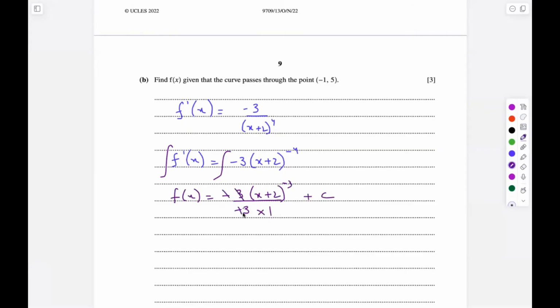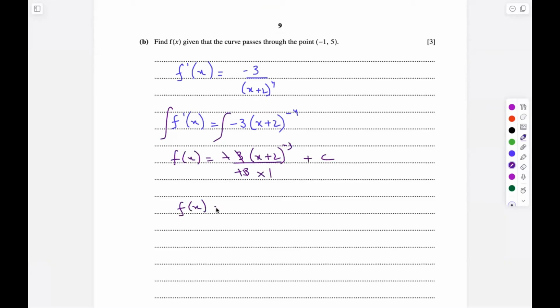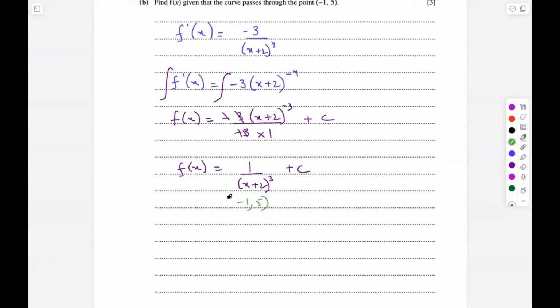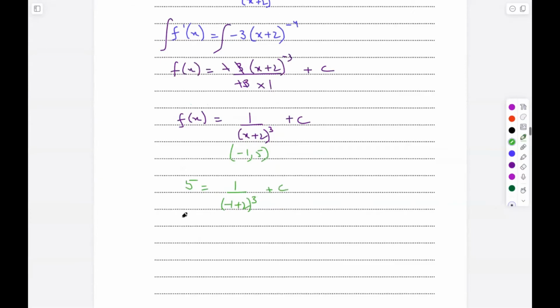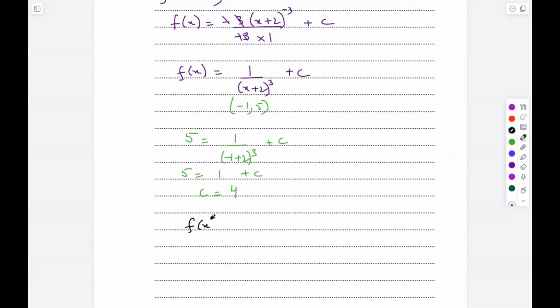So minus 3 and 3 will cancel, so we can say f of x will be equal to 1 upon (x plus 2) whole cube plus c. To find the value of c, we'll substitute the point given, which is minus 1 comma 5. So f of x will be equal to 5, and x will be equal to minus 1, which will be minus 1 plus 2 whole cube plus c. So 5 will be equal to 1 upon 1 cube, which is 1. So 5 equals 1 plus c, and c will be equal to 4. We can finally write the answer for f of x as 1 upon (x plus 2) whole cube plus 4.